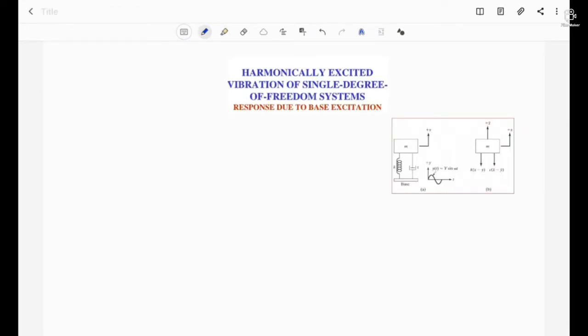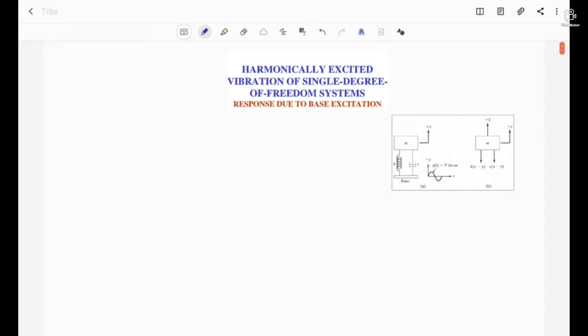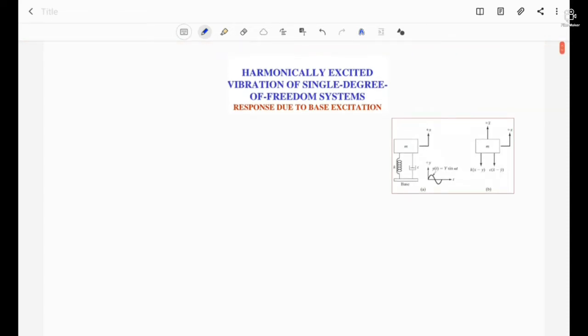Hi. So now we're going to take a look at the system of harmonically excited vibration of a single degree of freedom system, response due to base excitation. So maybe I would start off with the difference or comparison of the two systems. One is a harmonically excited single degree of freedom system as well, but this system is what we call fixed base.